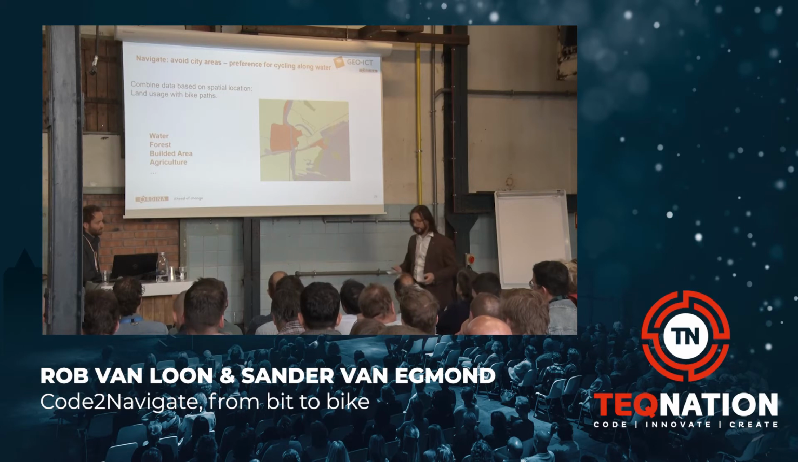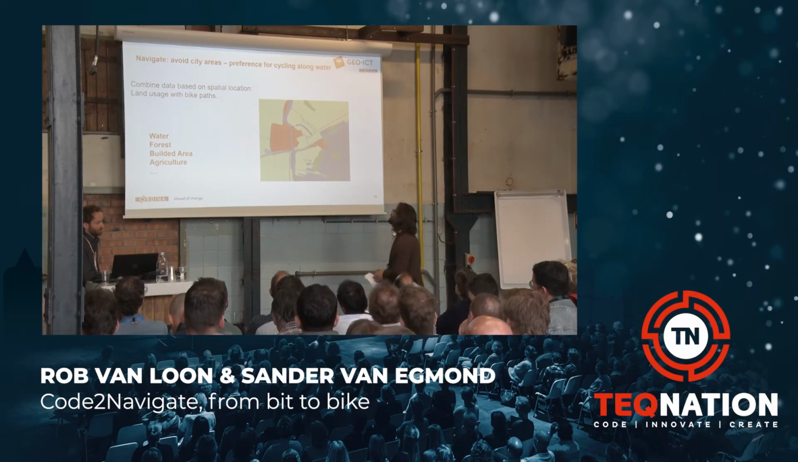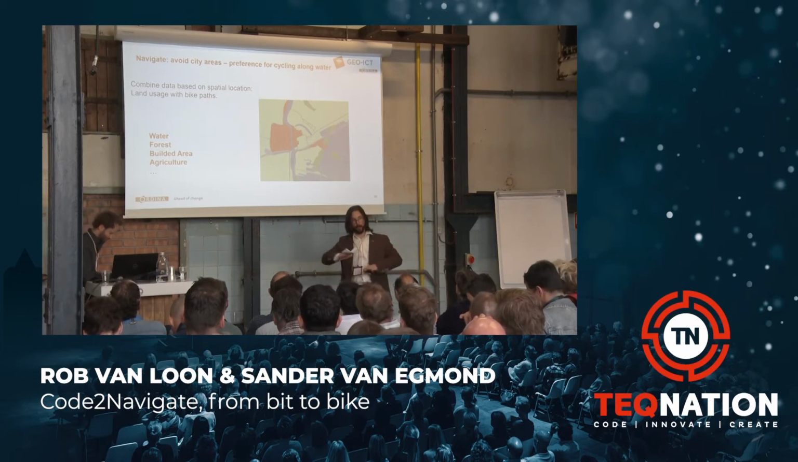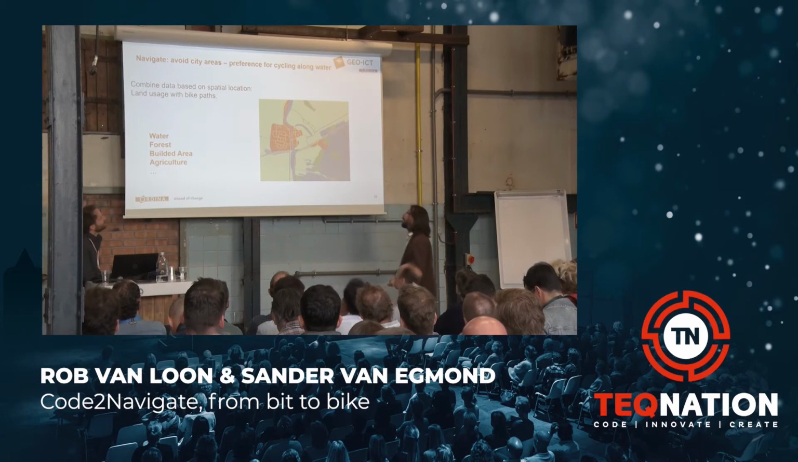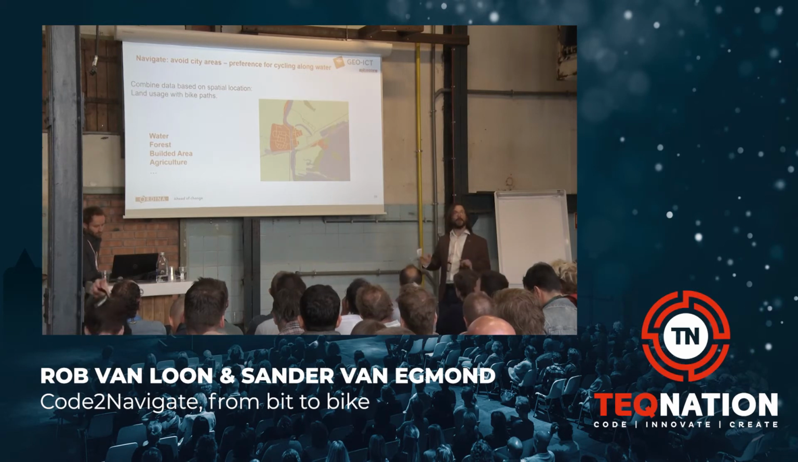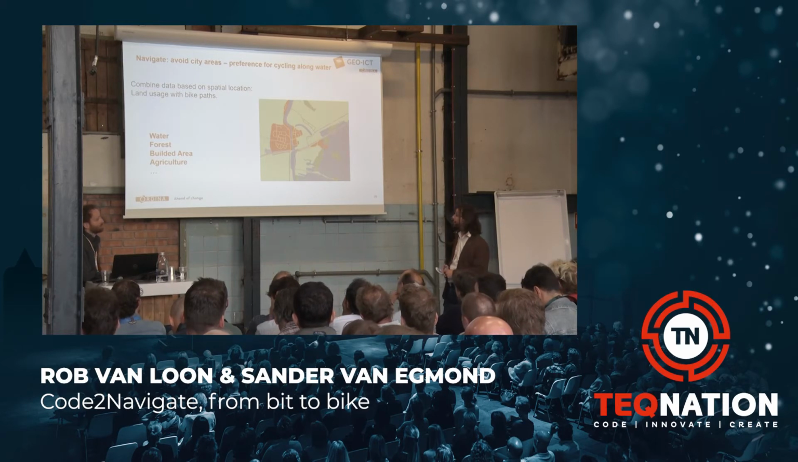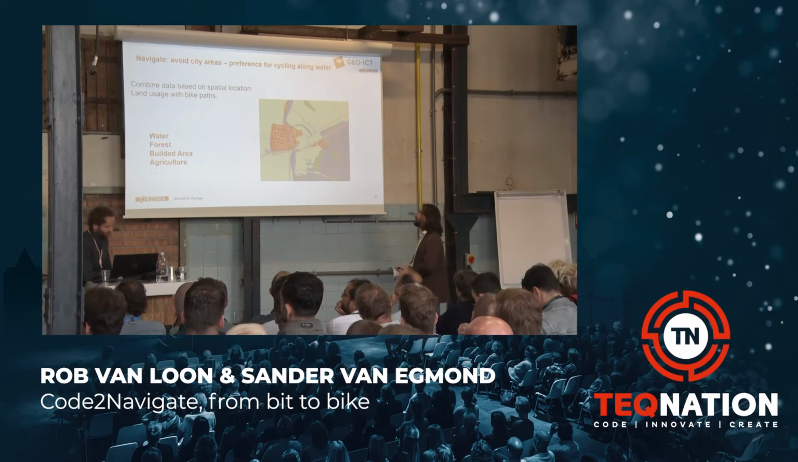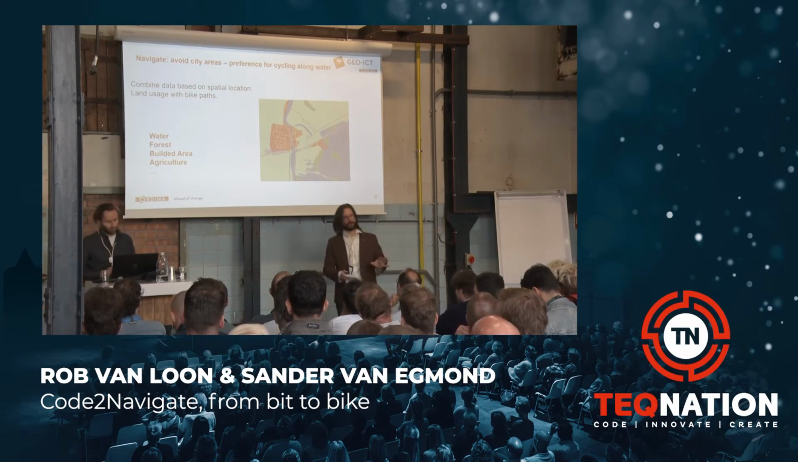And with some geo-analysis, we can first select all the city areas, and then do a spatial overlap, trying to find all the bike routes that overlap with the built areas. After that, you can say, well, we don't want to cycle through built areas. We prefer open spaces.